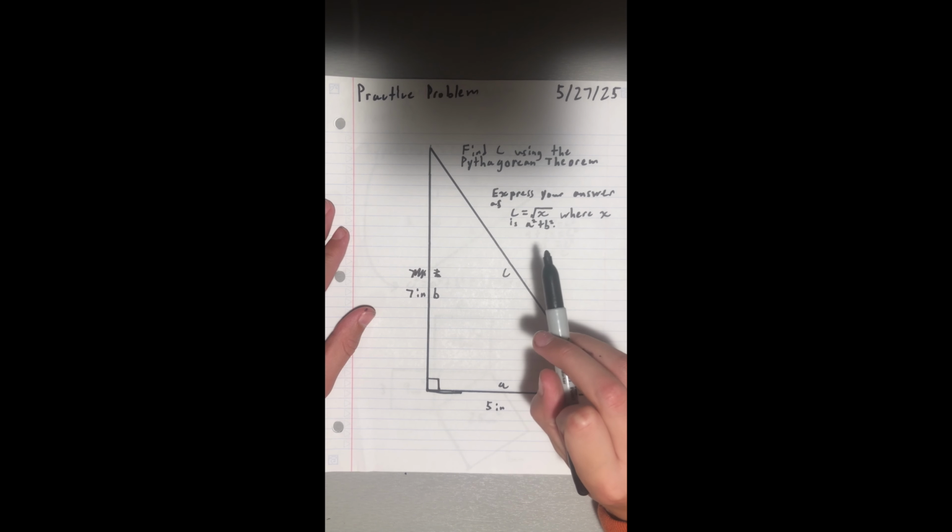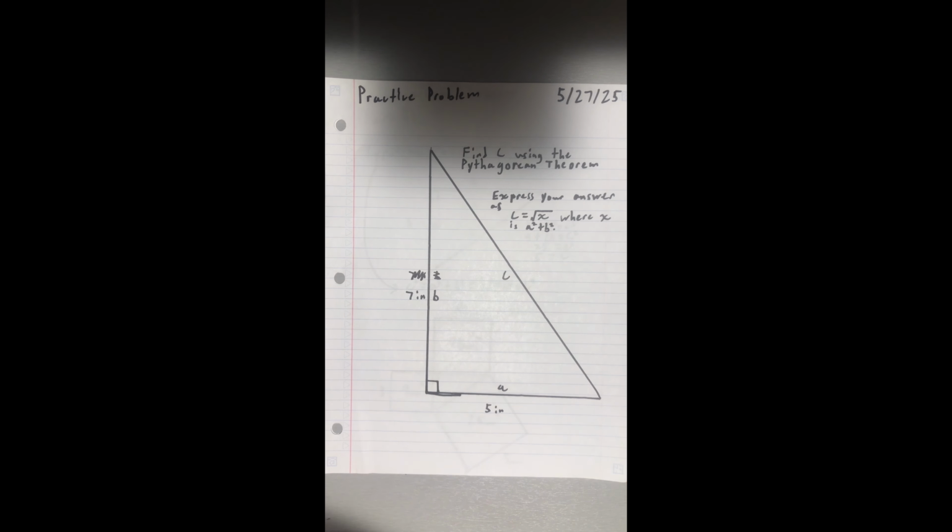So let's just say you were solving a Pythagorean theorem and you have, let's just say, 50 equals C squared. When you take the square root of both sides, you'll get C equals the square root of 50. But since 50 isn't a perfect square, you won't be able to simplify that down to a whole number. So don't worry about simplifying it. You can just leave it like that.